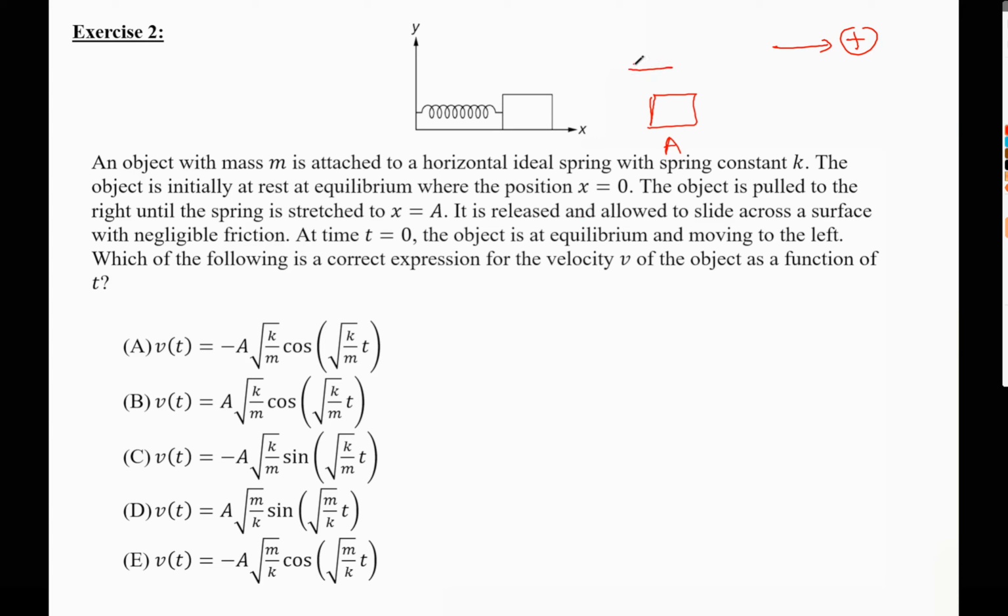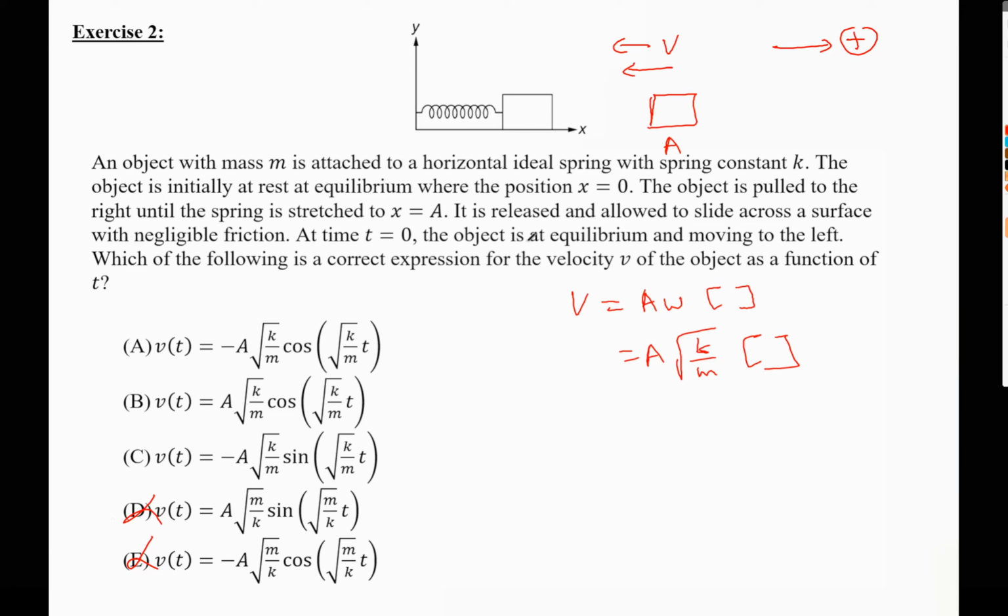So the direction of motion is to the left, then the velocity is to the left. Which of the following is the correct expression for the velocity v of the object as a function of time? So we know that the velocity is given by a omega multiplied by sine or cosine. Omega is given by square root k over m, multiplied by either sine or cosine. So we can directly eliminate, that would be wrong, and that would be wrong. Now, which one would be the correct answer?